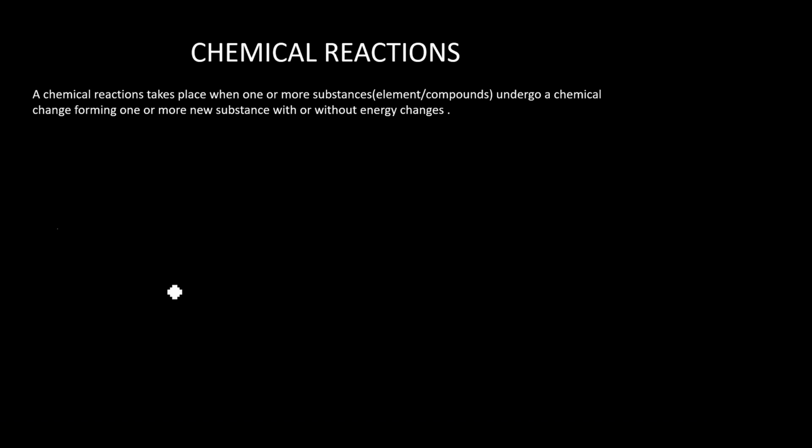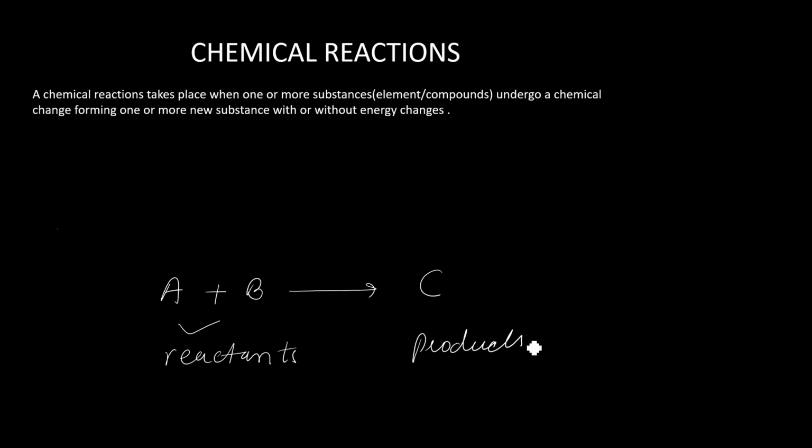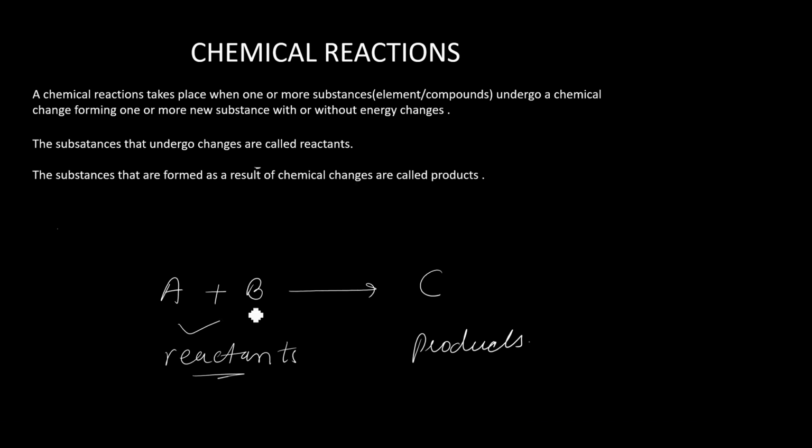For example, A plus B is reacting and forming a product C, where A and B are called reactants and C is known as the product. So the substances that undergo changes are called reactants, and the substances that are formed as a result of chemical changes are called products.